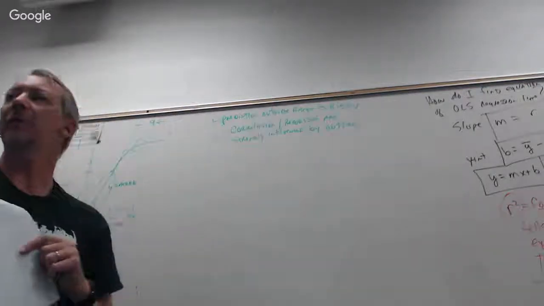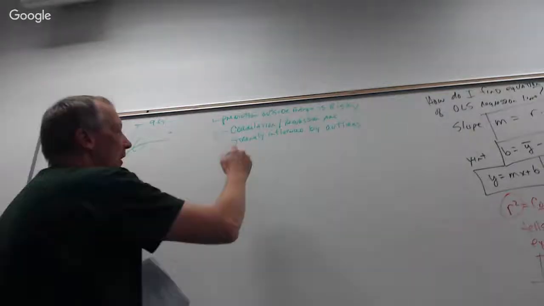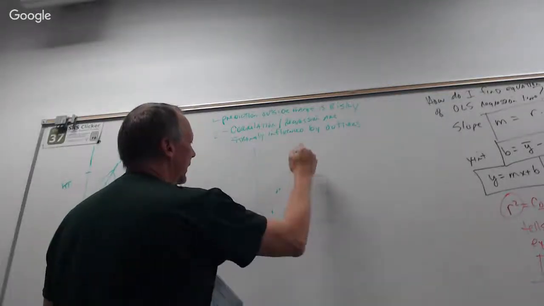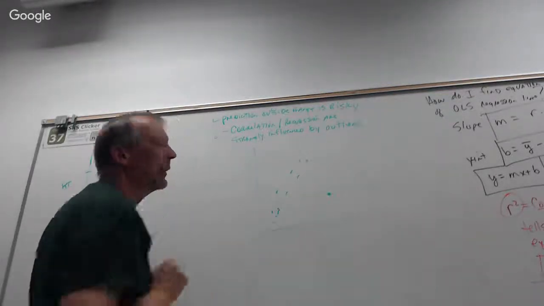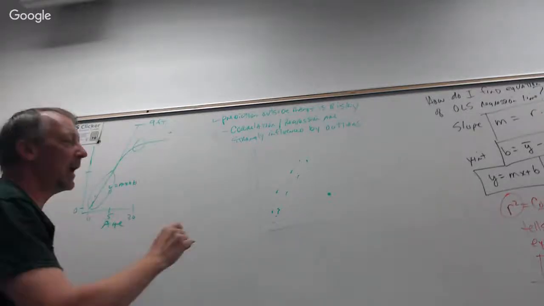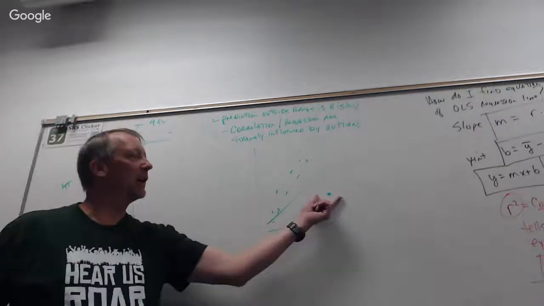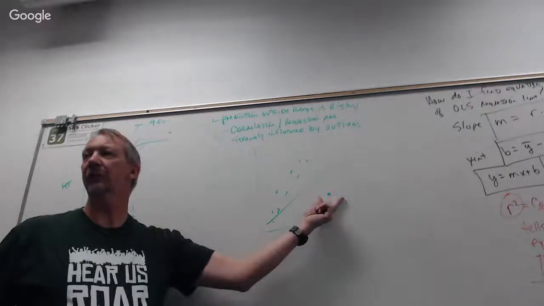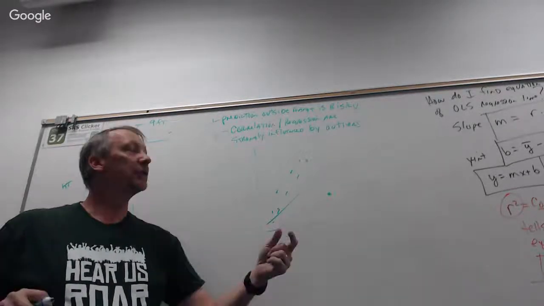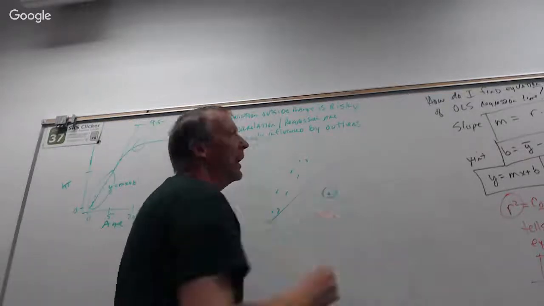Okay, I think that we talked about this a little bit last time. If I have some data that looks like this, and then I have an outlier here, what's going to happen is both with regression and correlation, this outlier is going to pull my line towards it. Then you'd have to say, should I include that point or not?